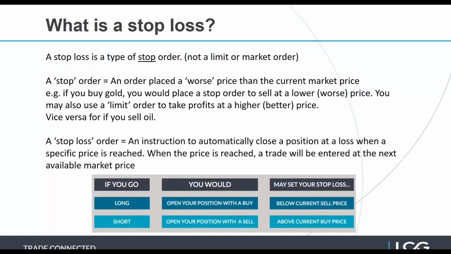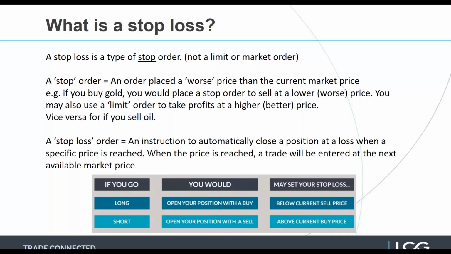So what is a stop loss? It's a type of stop order. Just to differentiate, it's not a limit order or a market order. The way I was always taught to think of this is that a stop order is at a price that is worse than the current market price. So if you're buying, you'd place a buy order for gold, and your order to sell, which is to cut your losses, is at a lower price. So obviously, if you think about it, it's a sell.